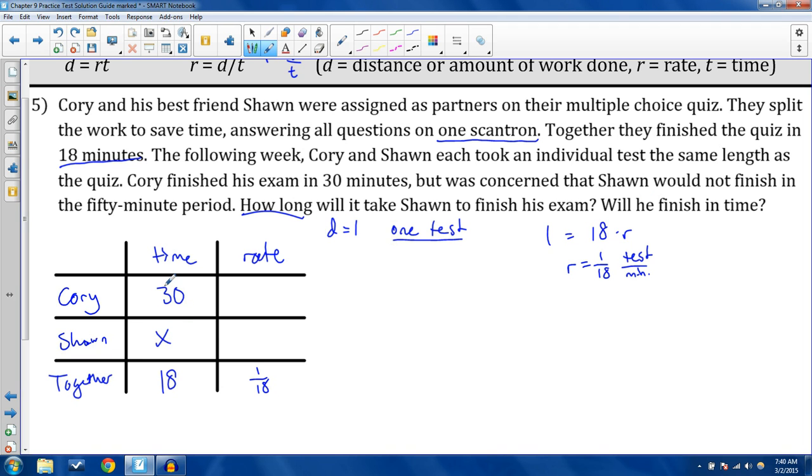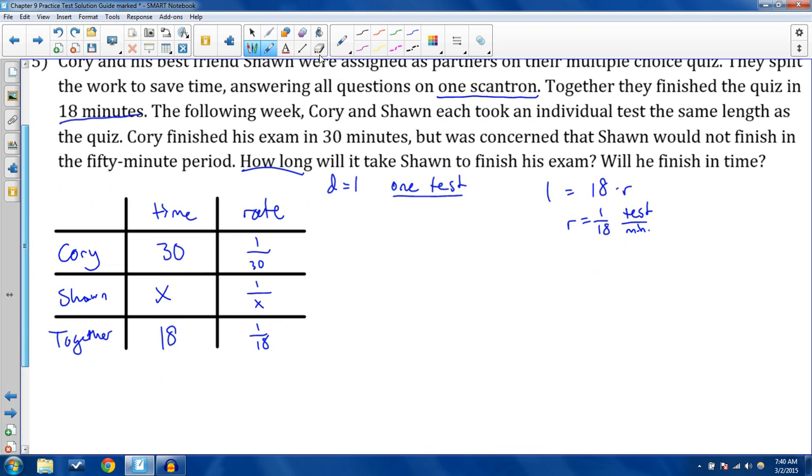If it takes Corey individually 30 minutes to complete a test, then his rate is 1 test per 30 minutes, or another way of saying that is after 1 minute he will have finished 1/30th of the test. At least we're assuming constant rate. Sean, on the other hand, we don't know how long it'll take, but we do know that after 1 minute he will have finished that amount of the test, or he finishes 1 test in x minutes. So these rates now are how we're going to be setting this up.